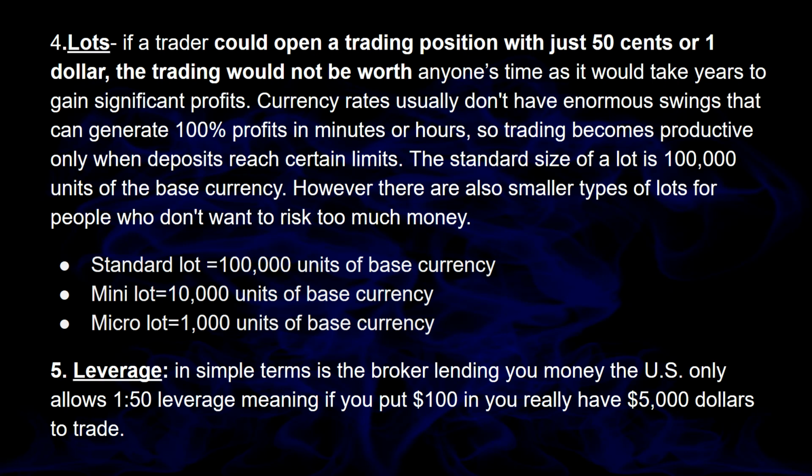And number 5 is leverage. What leverage is, in simple terms, is the broker lending you money that allows you to have more buying power in trading. Now, the United States only allows a 1 to 50 leverage, which means if you put $100 in, you really have $5,000 to trade with. Now, like I said, that's just the U.S. You could go outside of the U.S., like Canada or Australia or Europe or London, and find different types of leverages from 1 to 50 all the way up to 1 to 1,000.